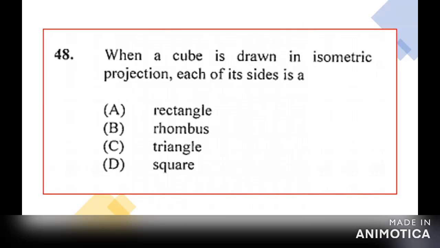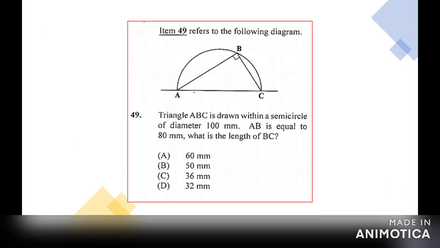48, when a cube is drawn in an isometric projection, each of its sides is, that would be a rhombus. Yeah, that would be a rhombus. So 48 would be B. Again, look up what a rhombus is, so you would know the differences between them.